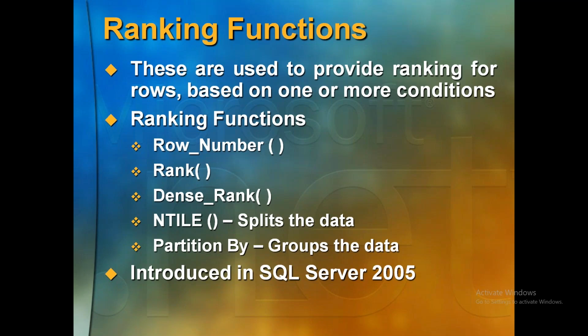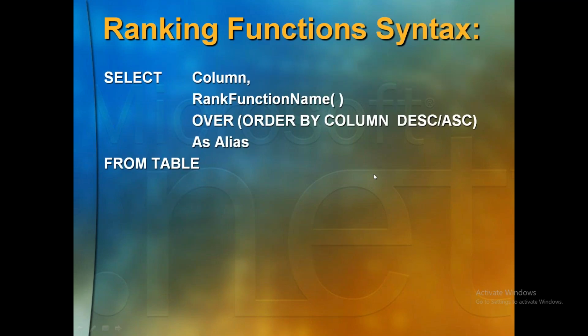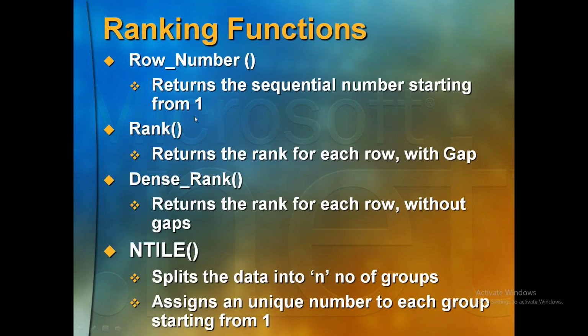So as we discussed, ranking functions are there to provide rankings for rows based on one or more conditions. Clear? So these are the functions that we have: row number, rank, dense rank, ntile, partition by, and these were introduced long back. So this is the syntax I was explaining. The ranking function syntax is select star or column names, ranking function name, over clause, then as alias. So let us understand the first function, row number, which returns the sequential number starting from 1.